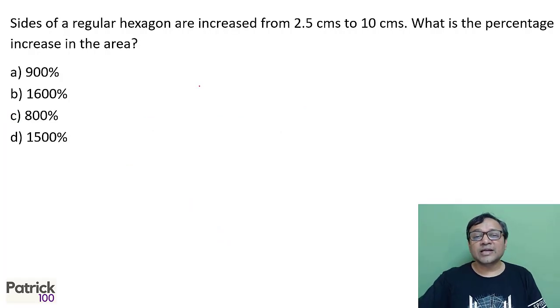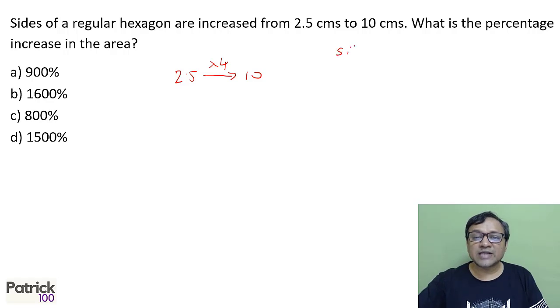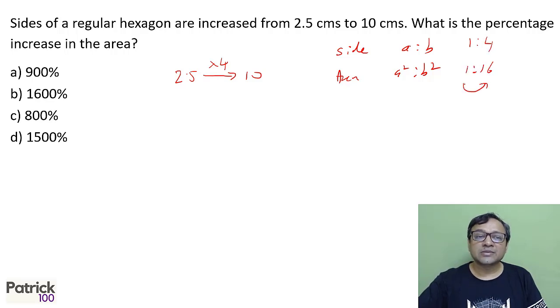Sides of a regular hexagon are increased from 2.5 to 10 centimeter. From 2.5 to 10, basically we are saying 4 times. There is a property which says when the sides are in the ratio of A is to B, area will be in the ratio of A square is to B square. So if side becomes 1:4, area will become 1:16. So area is 16 times.